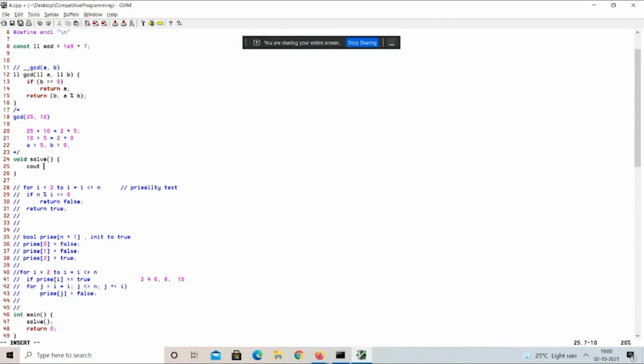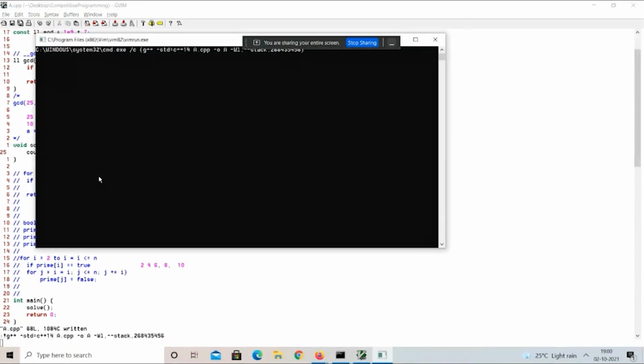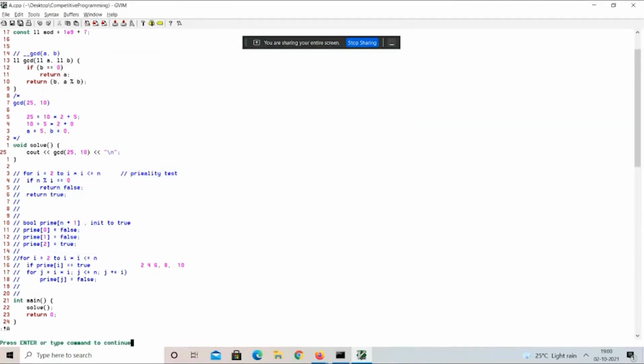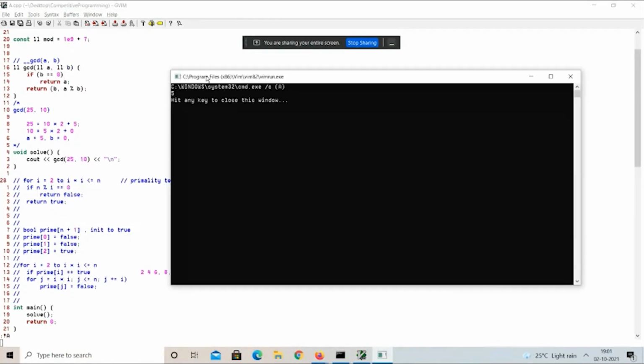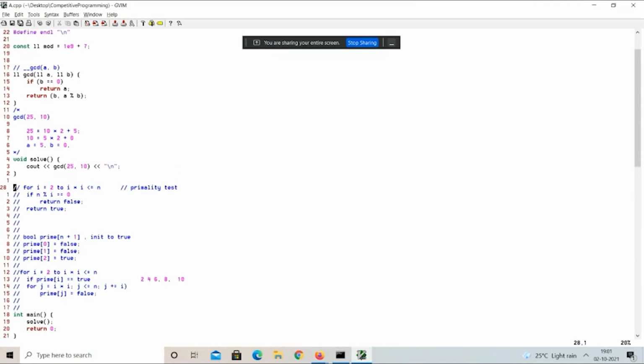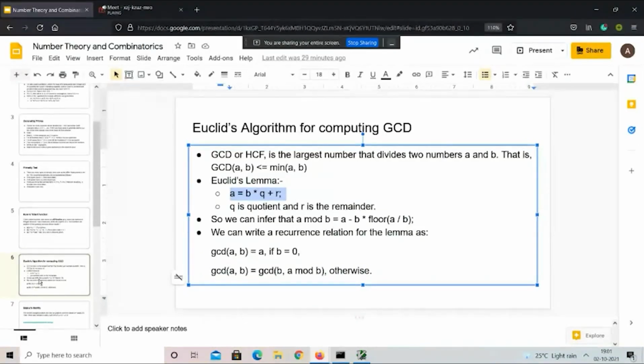You can use a conventional GCD function, but I recommend this to learn because even in your interviews, they can ask you questions based on this, but I am not sure. You saw that the answer is 5, because 5 is the only number that can divide both 25 and 10. There's no other number that can divide it. You can do your conventional logic as well, but that's not going to work in most cases.